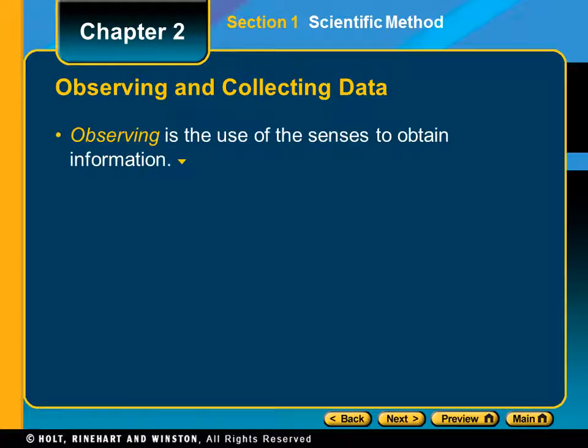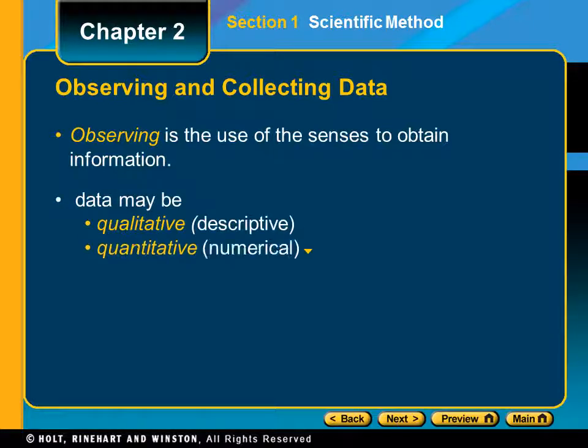So what are these steps? We start with observations. We cannot do the scientific method, we cannot formulate hypotheses out of thin air. Observations are basically using the senses to get information. And the information that we collect is called data. And data can fall under two categories. It can be qualitative, it can be quantitative.